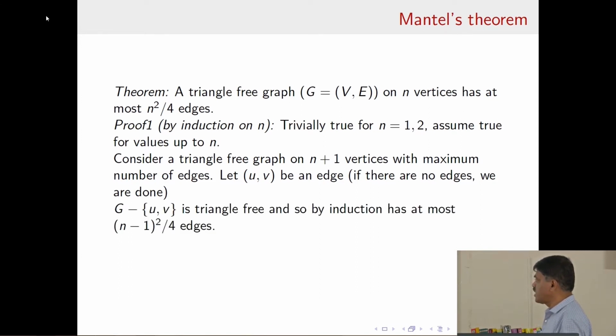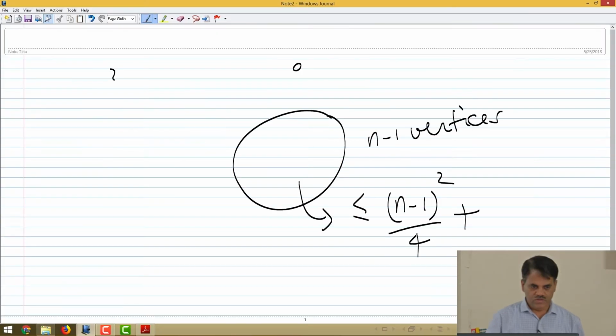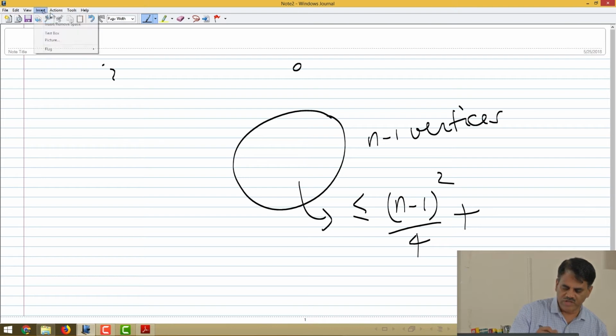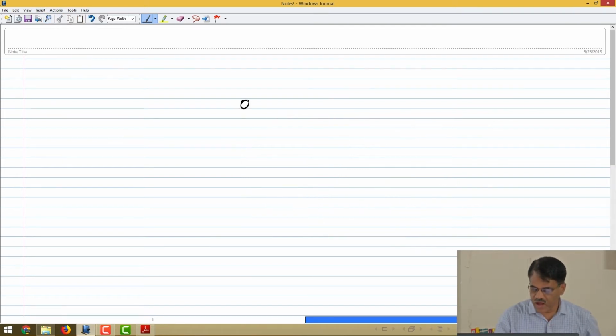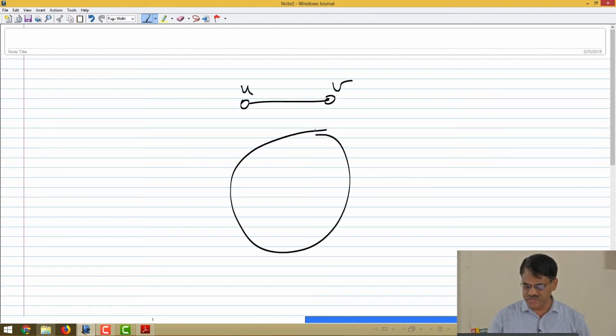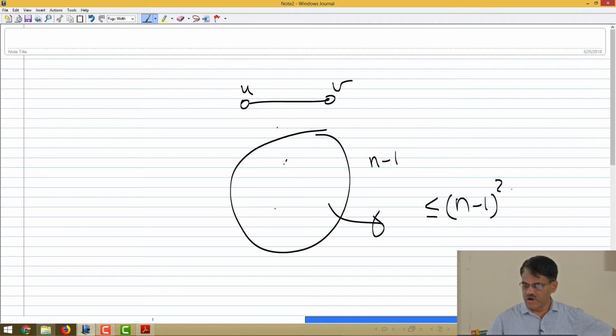Now, let us go back to the induction and see how we can use that. I am not just going to delete one vertex, but I picked a pair of points. This is a graph on n plus 1 vertices, and I delete these 2 points. Now there are n minus 1 vertices here, because totally there are n plus 1 vertices, and this has no triangle inside. So how many edges are in this graph inside? At most n minus 1 whole square by 4.